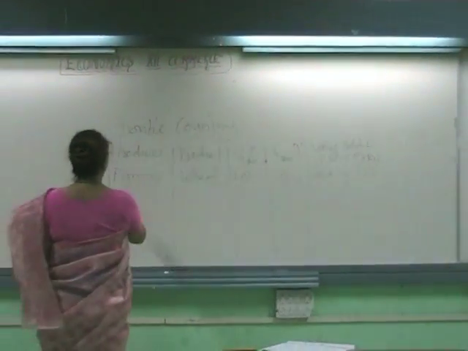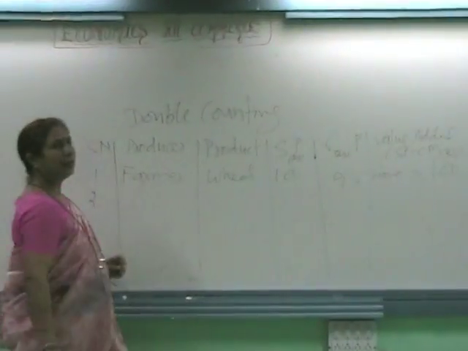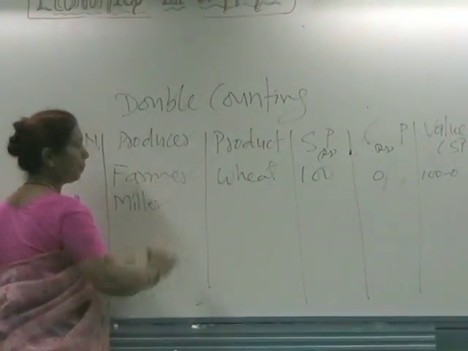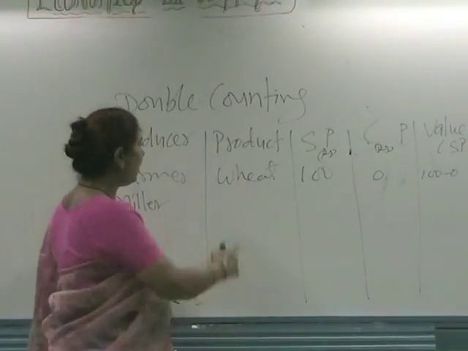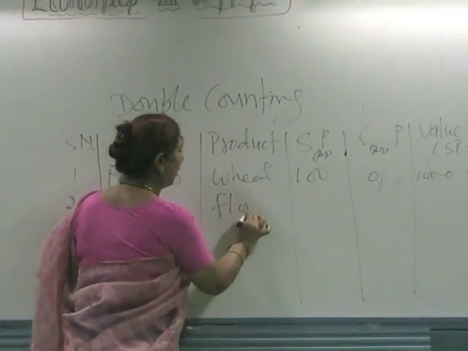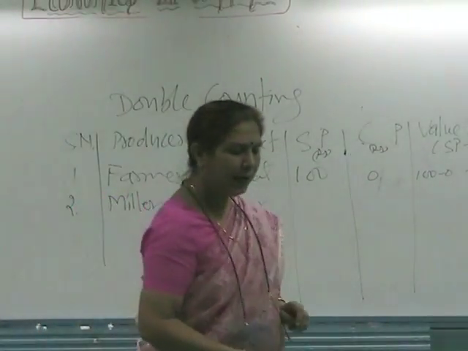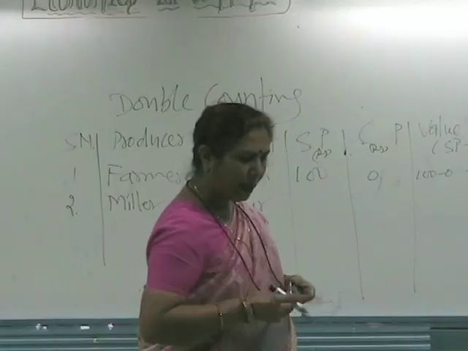Now, farmer sells this product to miller, and he converts this into flour. Suppose he sells this commodity in 150.